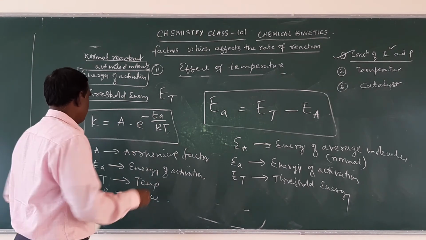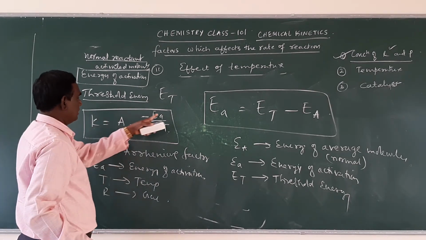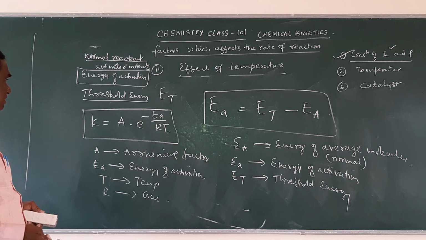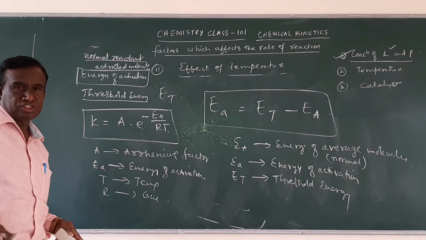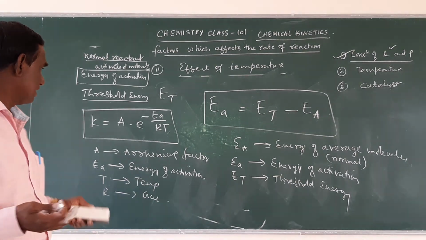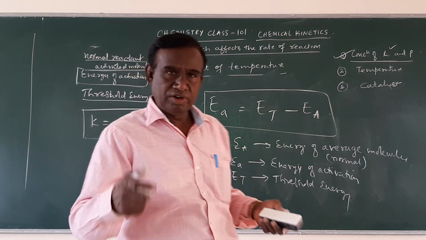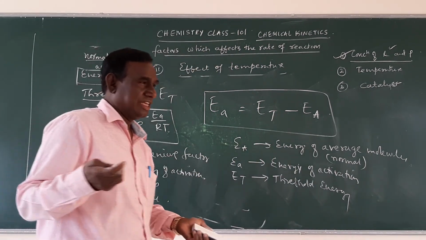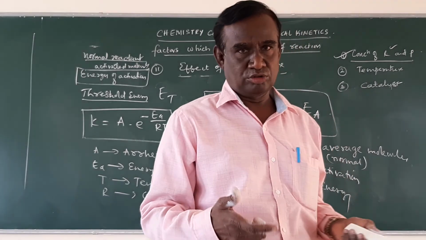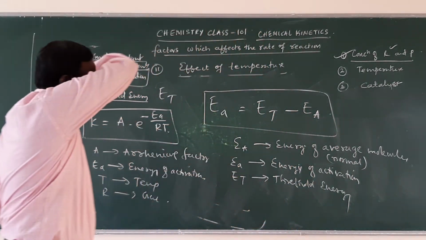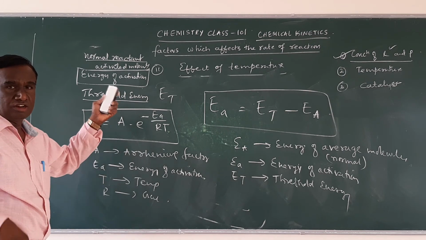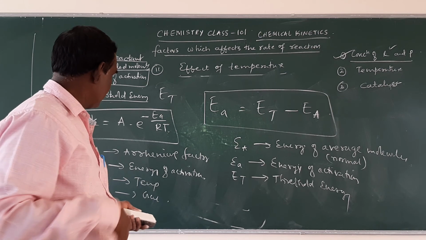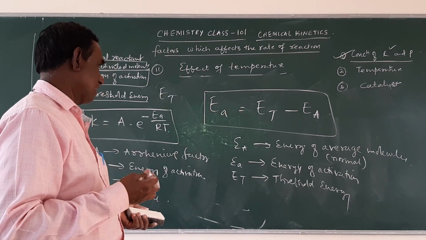And then one more factor is the energy of activation. As the energy of activation decreases, the rate will increase. As the energy of activation decreases, the rate constant or the rate increases. That is, by decreasing the energy of activation, we will increase the rate of the chemical reaction. Why? Because energy of activation is the extra energy that the reactant molecule should acquire. So for this reason, as the energy of activation decreases, the rate constant or rate of a chemical reaction will increase.